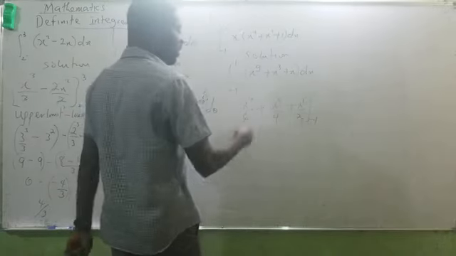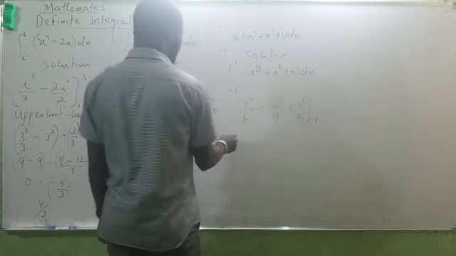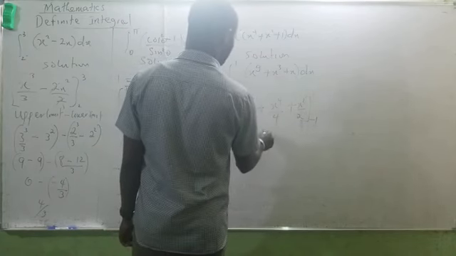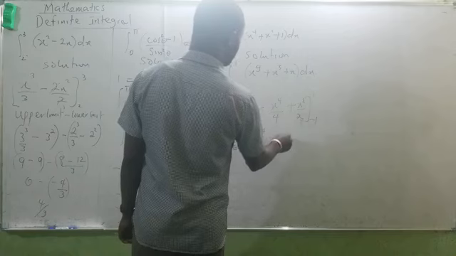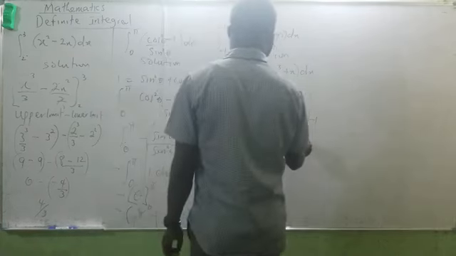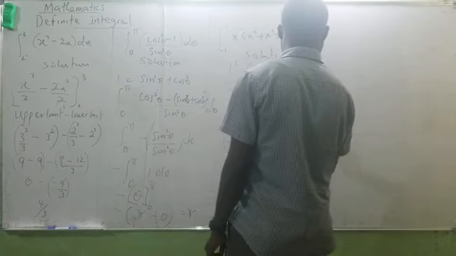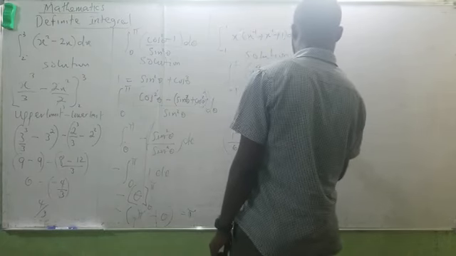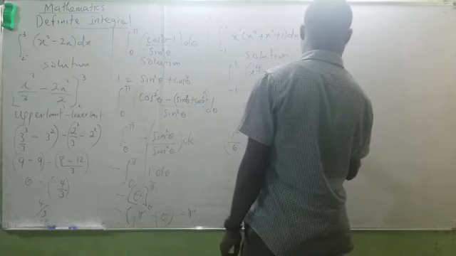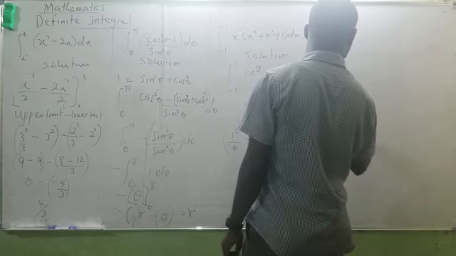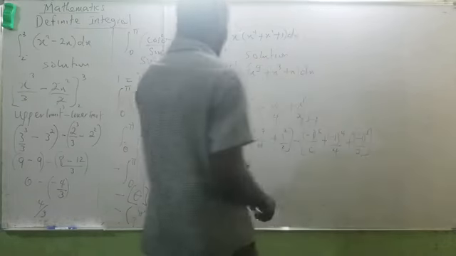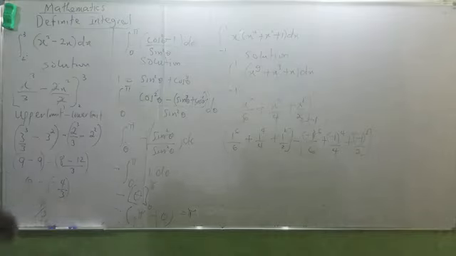Okay, now if I were you, let me not delay. I'll be having 1 to the power 6 all over 6 plus 1 to the power 4 all over 4 plus 1 to the power 2 all over 2. That is my upper limit. Minus lower limit will be minus 1 all over 6, plus minus 1 all over 4, plus minus 1 all over 2. Can you see my upper limit, my lower limit? These are even powers.